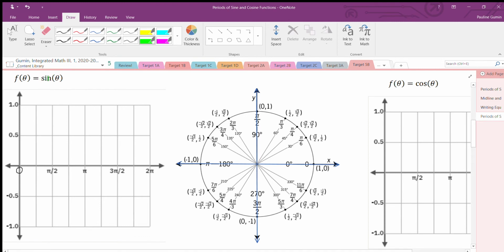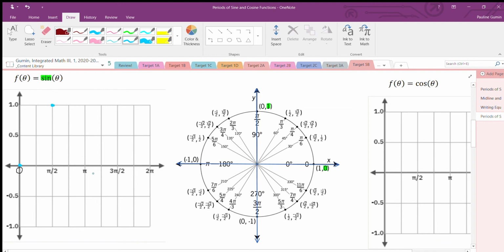Well, let's check it out. I'm going to highlight sine in green. At 0 radians, right here, my y-coordinate is 0. Okie dokie. Let's plot that point. That's 0, 0. Okay, next, pi over 2. Let's check it out. At pi over 2, here it is. My y-coordinate is 1. How wonderful. Let's draw the dot at pi over 2. My coordinate is 1.